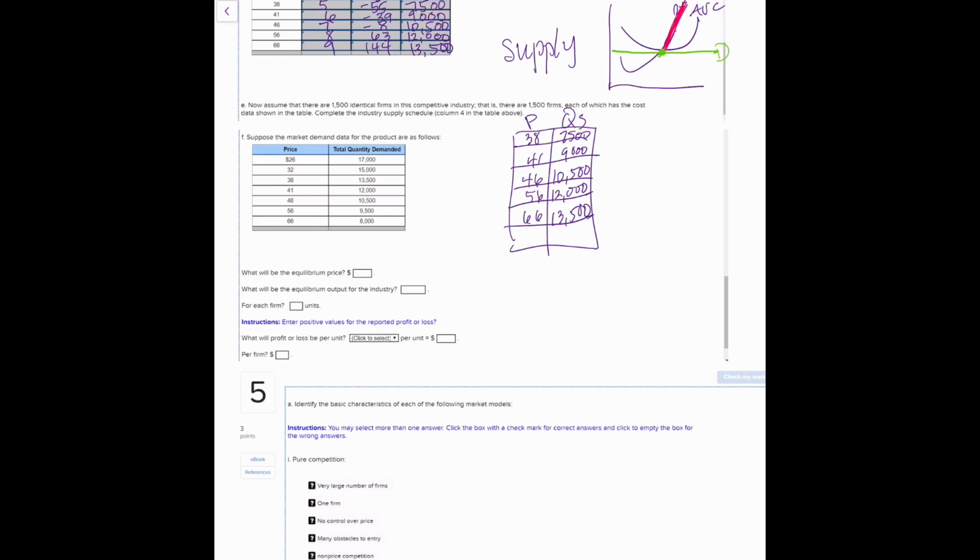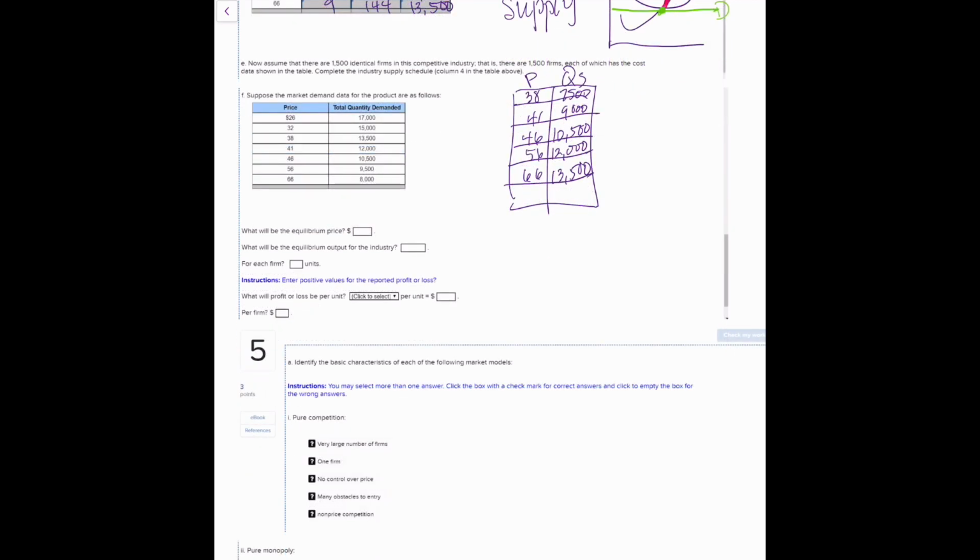And suppose the market demand data is given to us here. And the question becomes, what is the equilibrium price? Well, equilibrium is where quantity supplied is equal to quantity demanded. So here we're asked to find the equilibrium price. What we can see is where quantity supplied and quantity demanded are equal at a particular price. So we can see pretty quickly that at $46, 10,500 and $46, 10,500. So our equilibrium price is $46. The equilibrium output is 10,500 units.